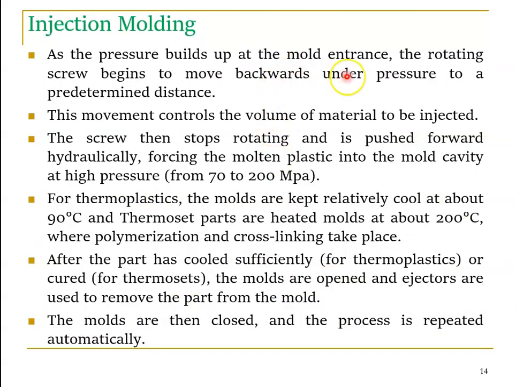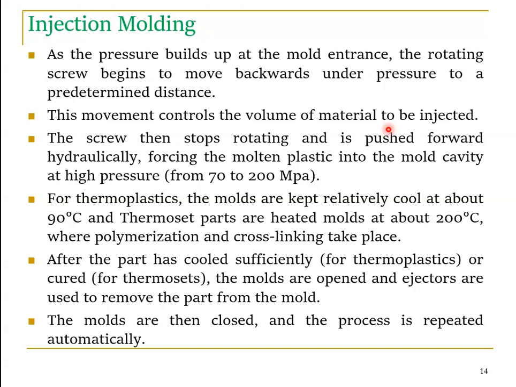As the pressure builds up at the mold entrance, the rotating screw begins to move backward, because we add the material under pressure, to a predetermined distance. This movement controls the volume of material to be injected. The screw then stops rotating and is pushed forward hydraulically, forcing the molten plastic into the mold cavity at high pressure, right? So 7 to 200 megapascals. For thermoplastics, the molds are kept relatively cool at about 90 degrees Celsius, and for thermosets the molds are heated to about 200 degrees Celsius, where polymerization and cross-linking take place. After the part has cooled sufficiently or cured, the molds are opened and ejectors are used to remove the part from the mold.